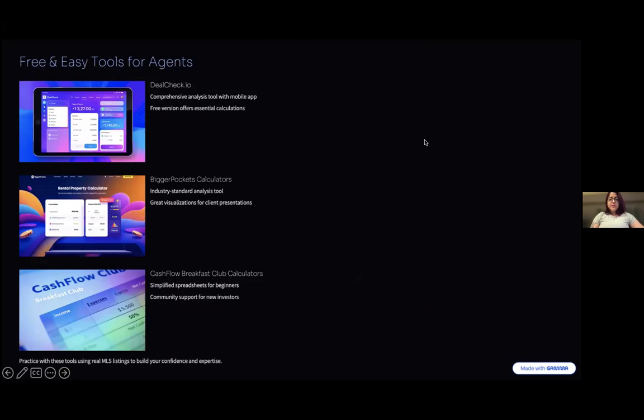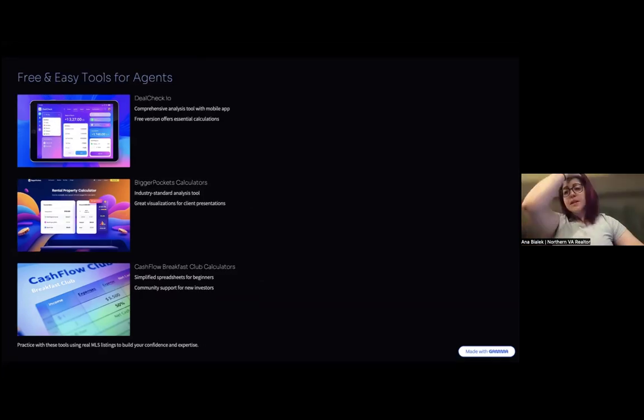Okay, so these are some free tools that I like to use and that I share with folks, that make it easy to do a lot of this analysis. You can use pen and paper and do a lot of these things yourself on a spreadsheet, but you really don't have to. One app that I really like to use, my husband loves using this, is called DealCheck.io. It is free. You can get a paid subscription so you can do more deal analysis. But this is basically a tool where you plug in all the numbers and it spits out the calculations.